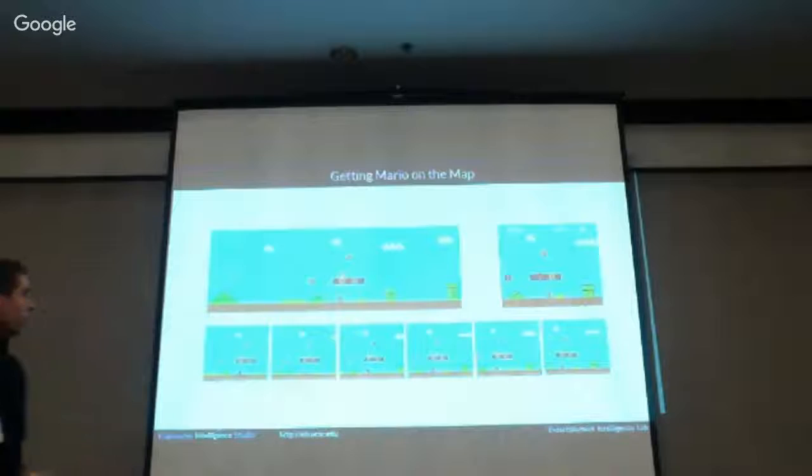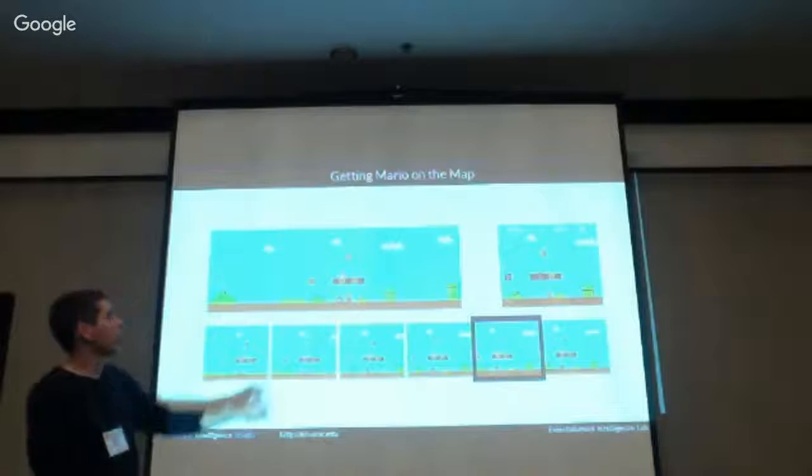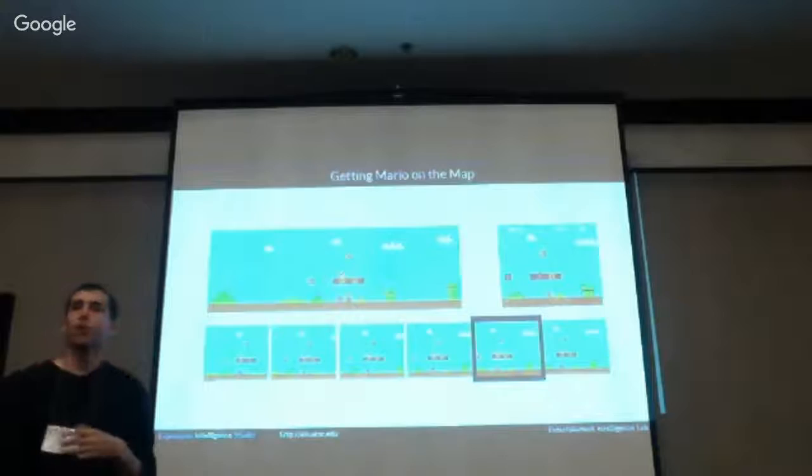What we can do then is compare our actual frame against all of these potential frames. And we can say, oh, okay, so the closest one is actually this one right here. And then we can transcribe where Mario is in the potential frame onto the map in the required position. We do this a lot, and we end up with what we want, which is a player, Mario, moving through this map.